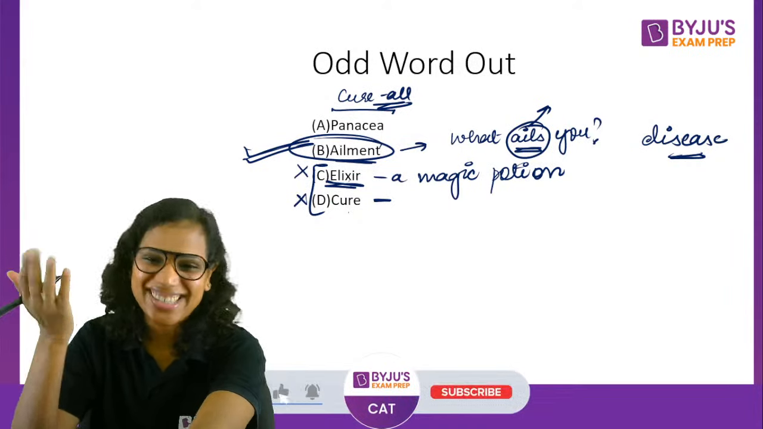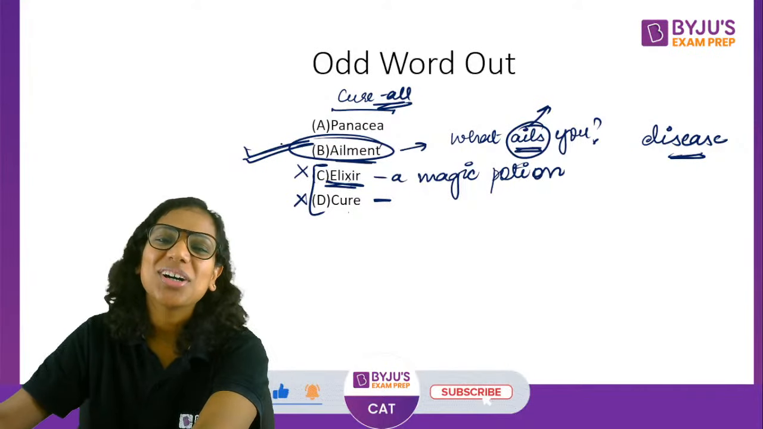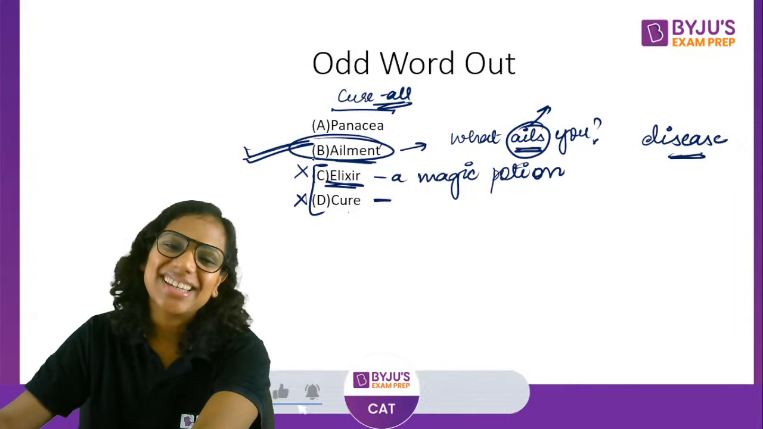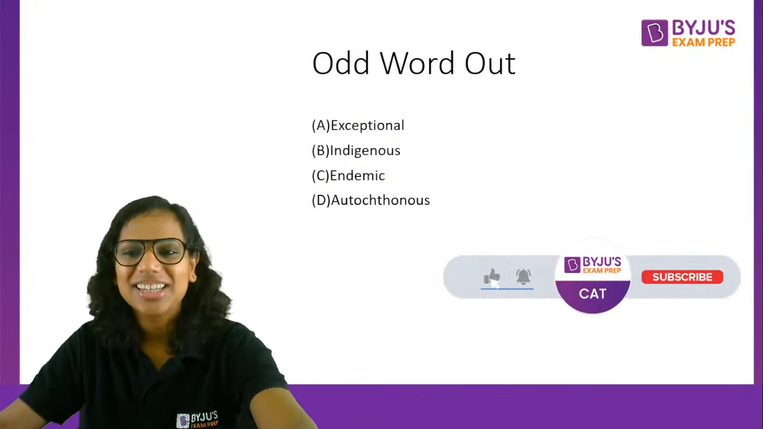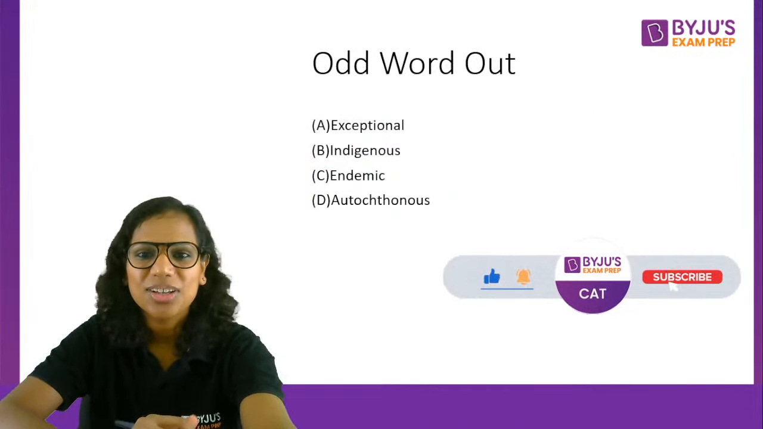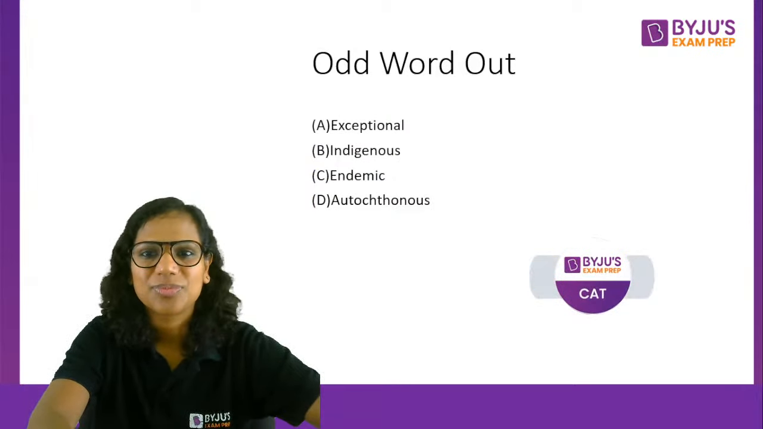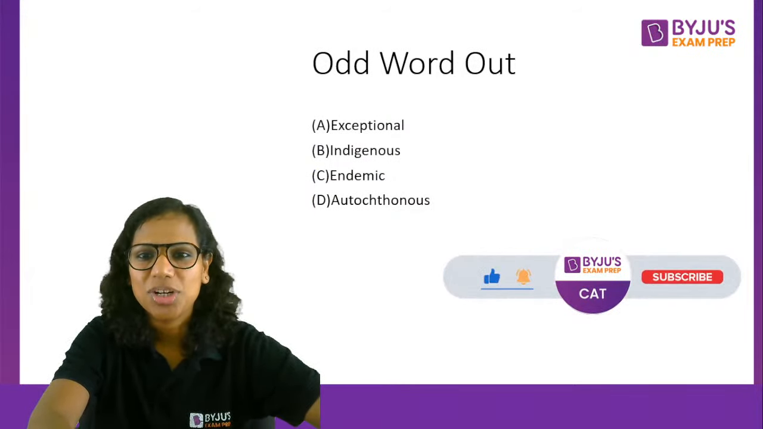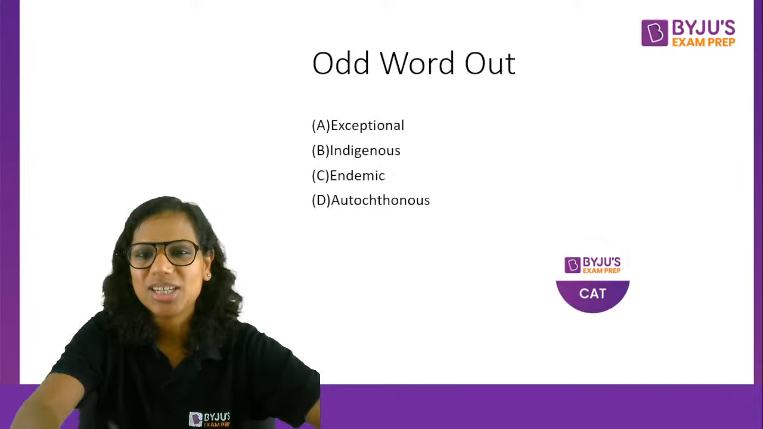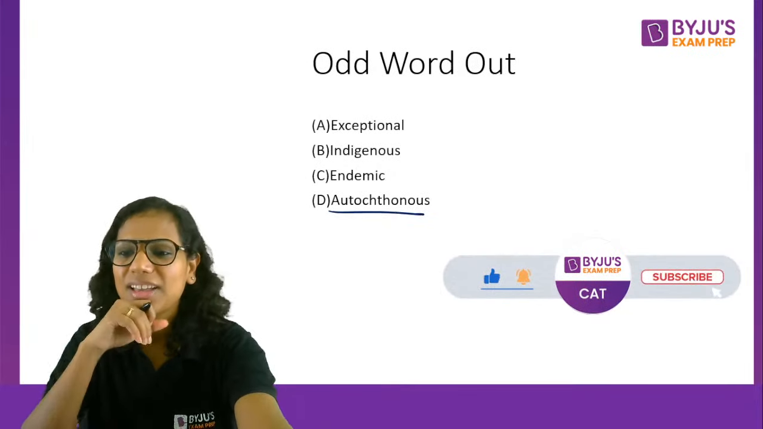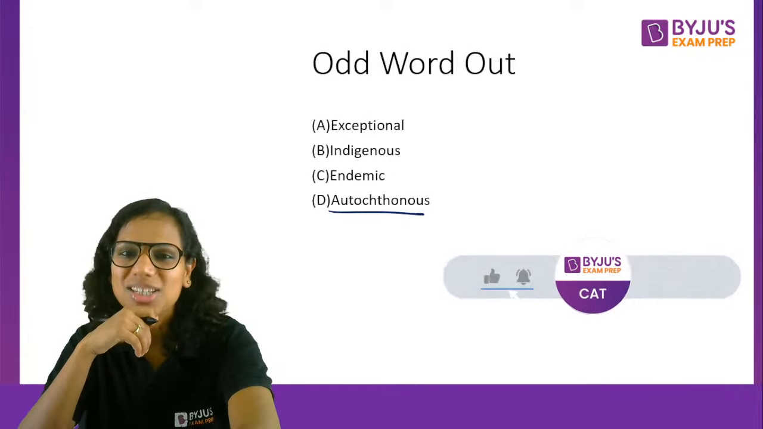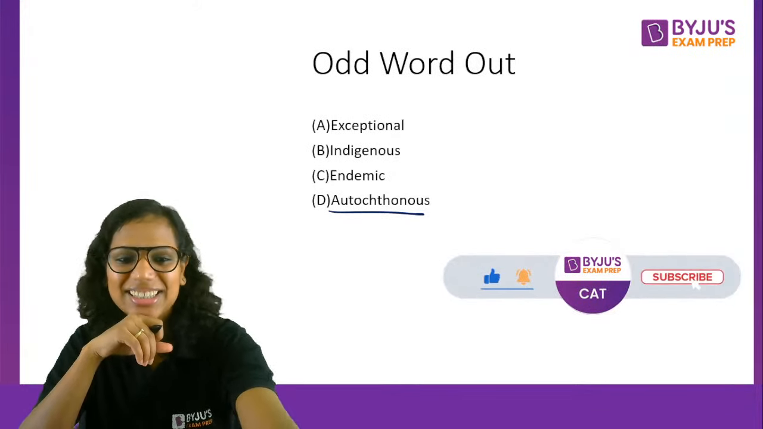Yes, Ramban, yes. All right. So, B is our answer here. B is the odd word out. Coming to our next word. Yes, what do you say? Which is the odd word out here? A new word, interesting word for you, autochthonous. But you have to give me the answer first, then we'll discuss.